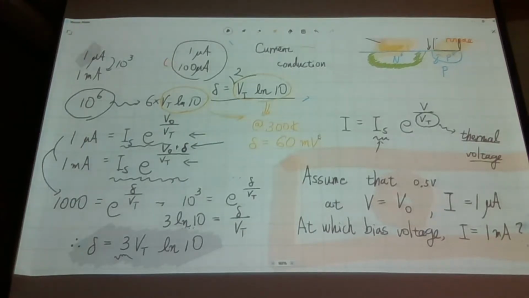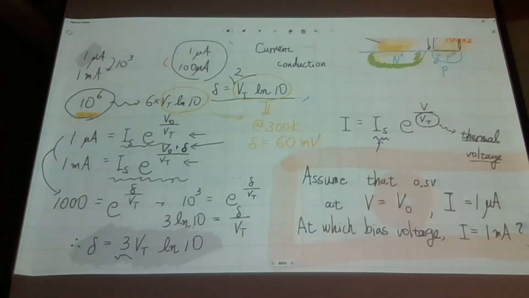So it is time to be surprised. 60 millivolt means 0.06 volt. It is even much smaller than 0.1 volt. So in your diode, when you slightly increase your voltage by just 60 millivolt, or 0.06 volt, then you can easily increase your current by a factor of 10. Then think about this amazing number like 10 to the 6. Your current is now changing by 6 orders of magnitude.